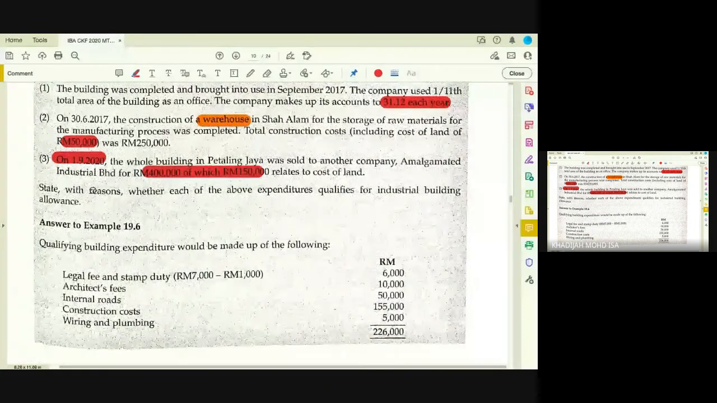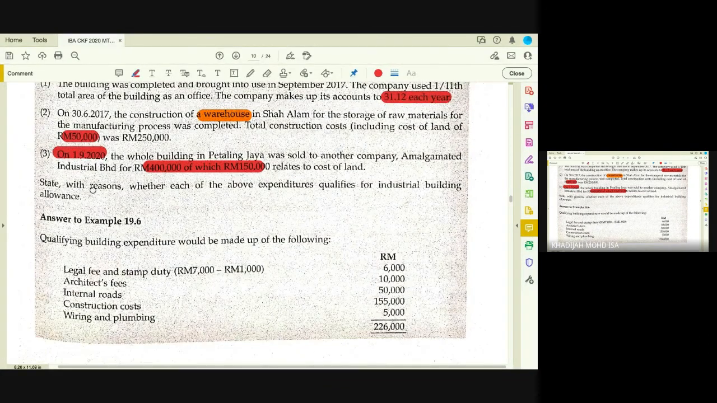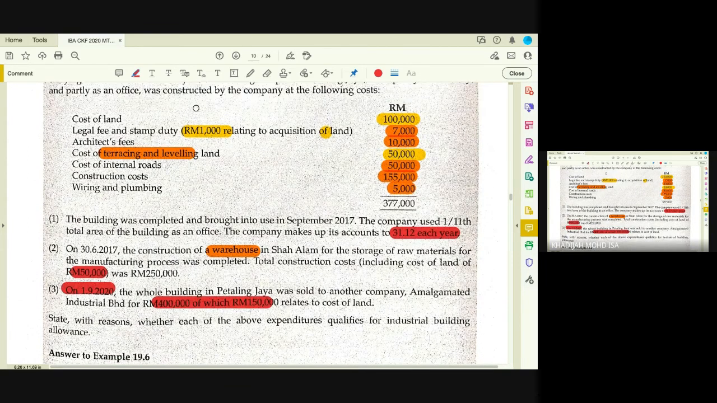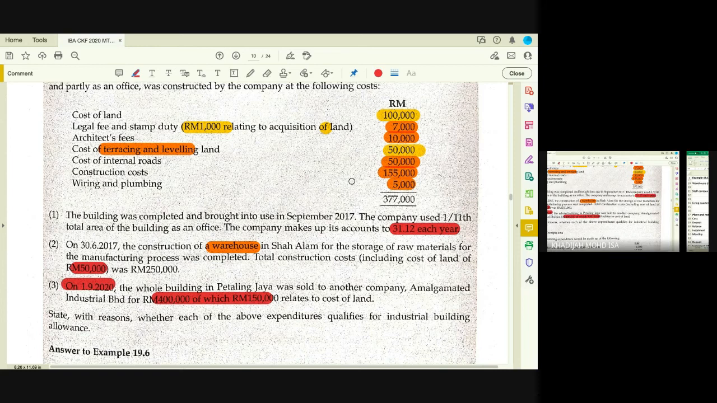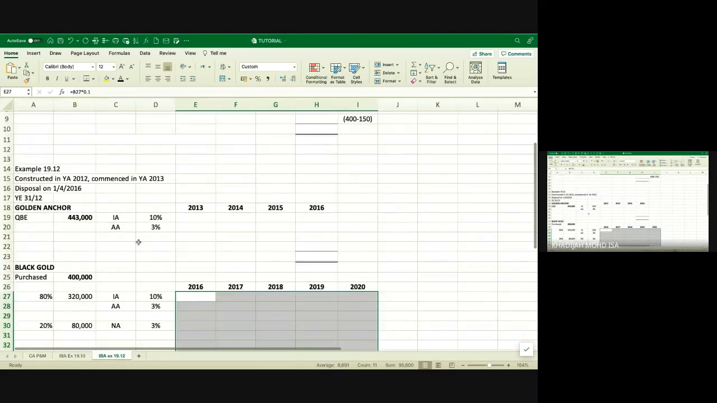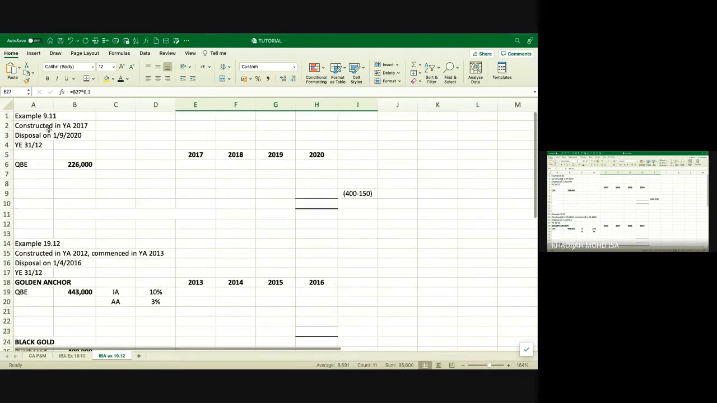State with reason whether each of the above expenditure qualifies for industrial building or not. So if you were to do this, then number one is that you're going to compute your qualifying building expenditure. In this case, how much is your qualifying building expenditure? Let's look at the example. It's constructed in YA 2017, right? How much is the qualifying?